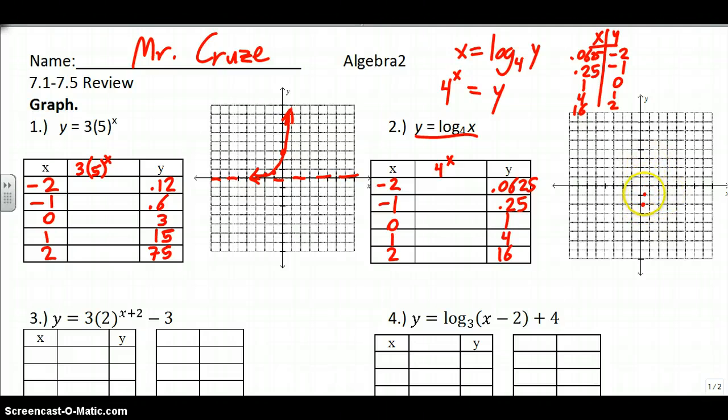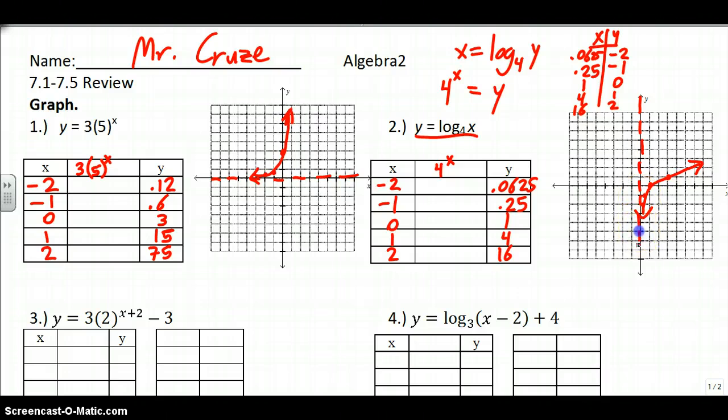0.25, -1 is right there-ish. 1, 0. 4, 1, and the other one's too far away to graph. So draw the best looking curve you can. Just like this one had a horizontal asymptote at y equals 0, this one has a vertical asymptote at x equals 0.